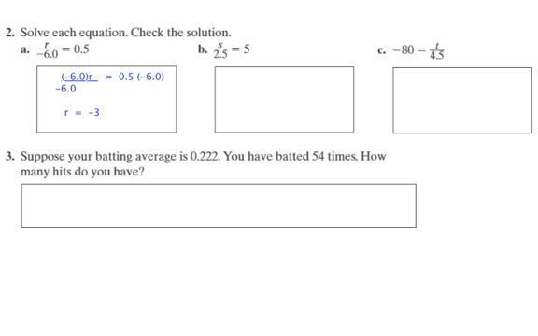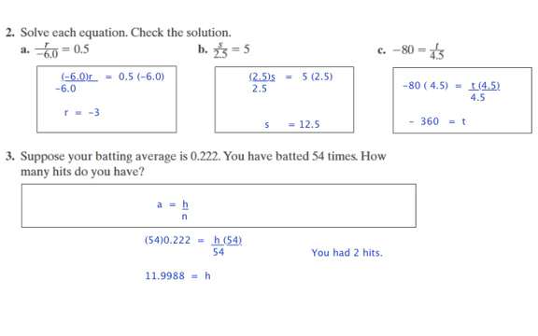For number 2a, you're going to multiply both sides by -6, so r equals -3. For 2b, we have s over 2.5 equals 5. So we're going to multiply both sides by 2.5 to get the variable by itself. So then we have s equals 12.5. For 2c, we're going to have to multiply both sides by 4.5 so that we can get our variable t by itself. So -80 times 4.5 is -360.